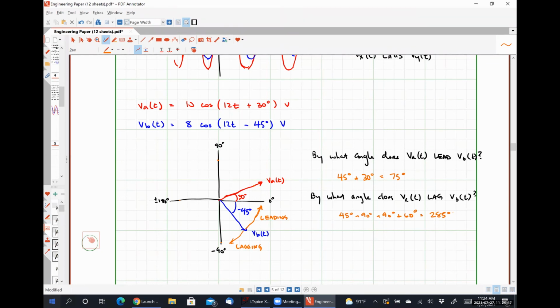So when we're measuring leading and lagging, we always start with the second waveform as our reference point. And if we want to know by how much it leads, we go in a counterclockwise direction because we're effectively saying how much more positive is the phase angle than the reference VB in this case. And when we do lagging, we're effectively saying how much more negative is the phase angle than my reference.